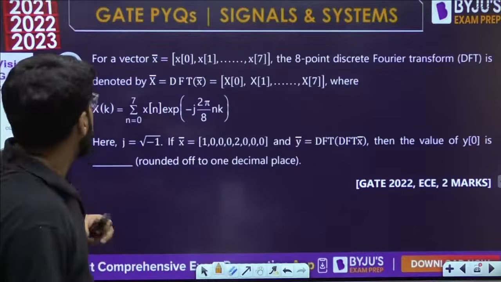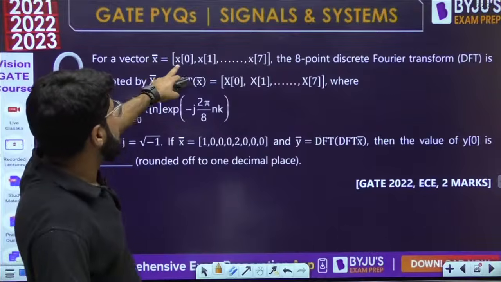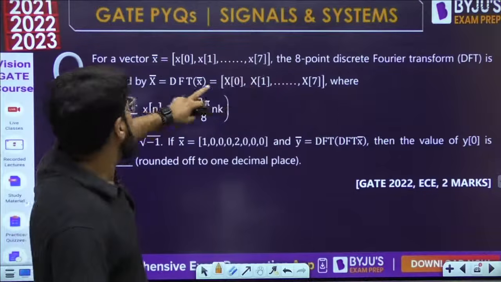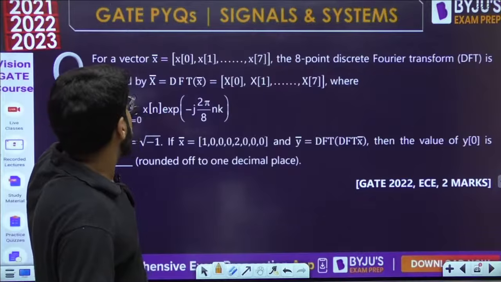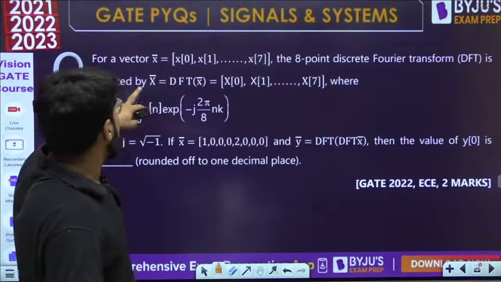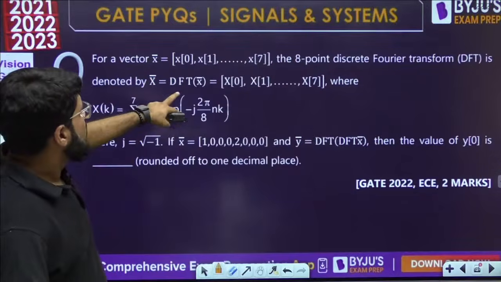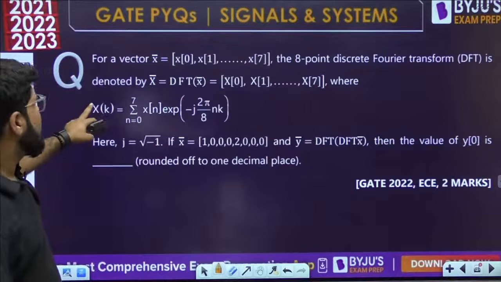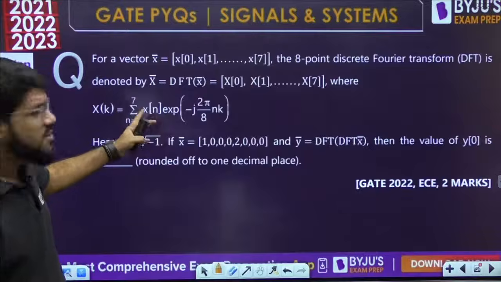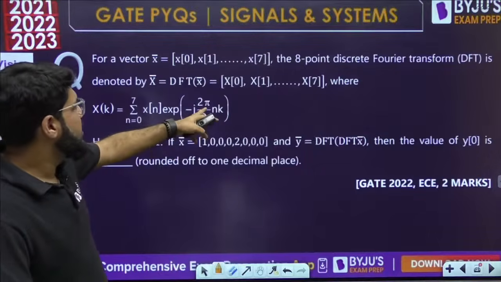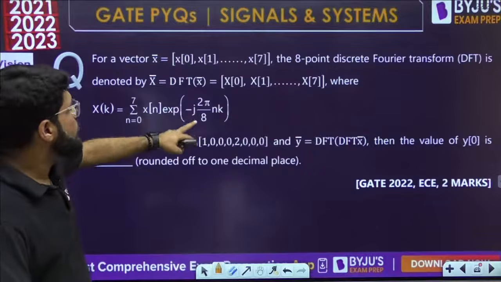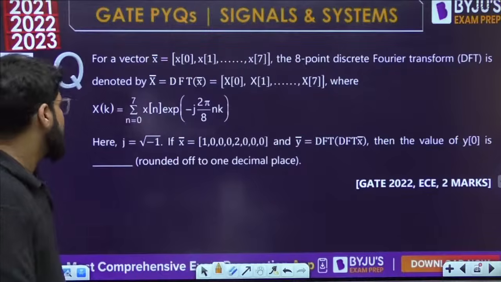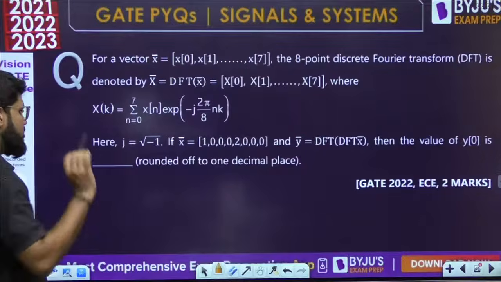2022 last year EC 2 marks question. For a vector x, that is x0 to x7, be the 8-point DFT. The 8-point DFT is this capital X, that is capital X0, capital X1 up to capital X7, where the DFT formula, which we already know, is summation of xn e power minus jk omega naught n. Omega naught is 2 pi by 8 because it is an 8-point signal. j is root over minus 1, ये भी पता है.